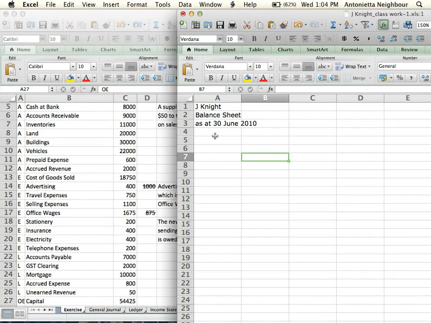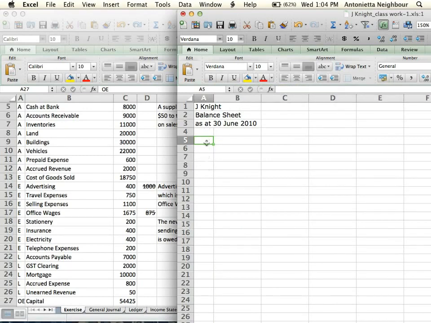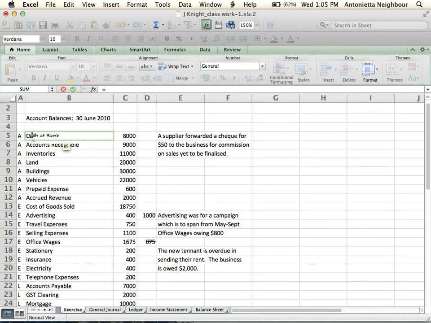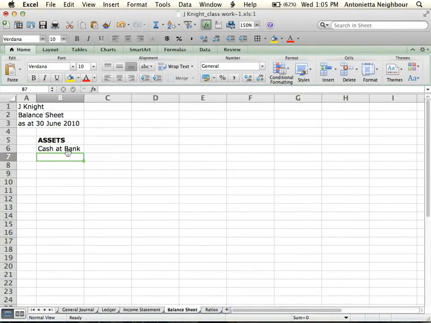Okay, now again, just like the income statement has a very defined structure, so does the balance sheet. Always starts with our assets. So again, I want a smaller column at the beginning here, and I'm going to put my asset heading in B column. So put my heading in assets, and then we bring the assets in with a formula. My first asset is the cash at bank account.